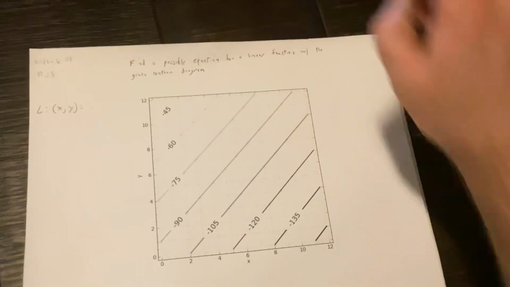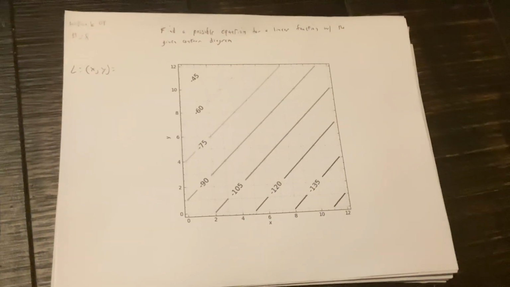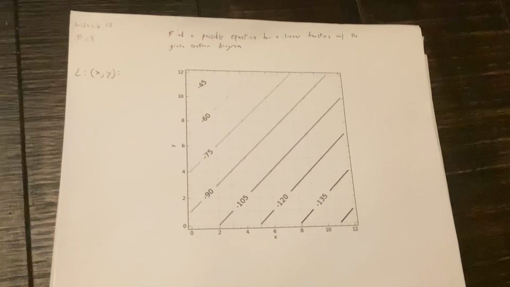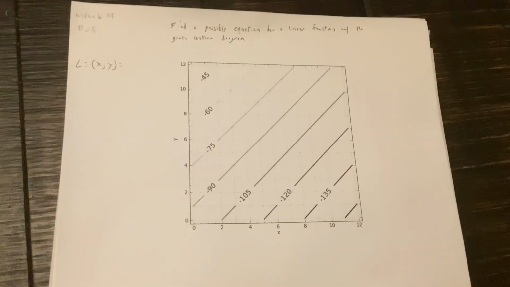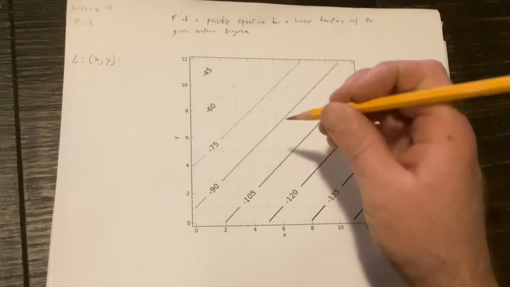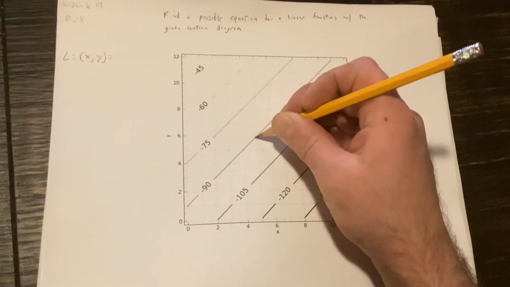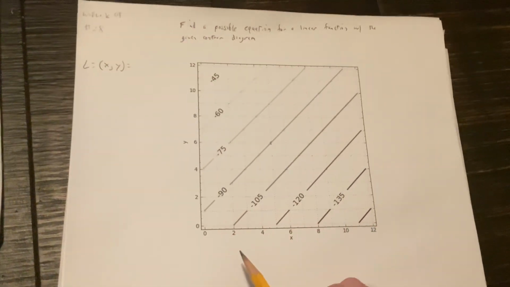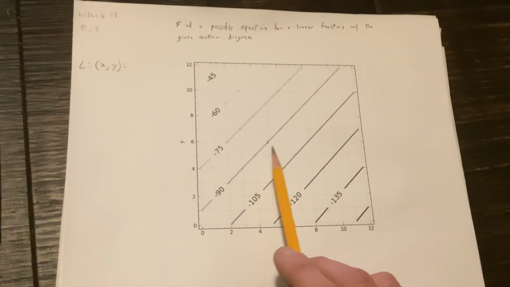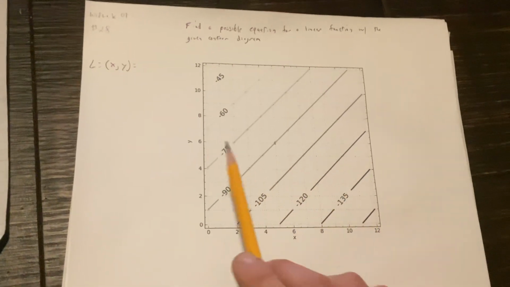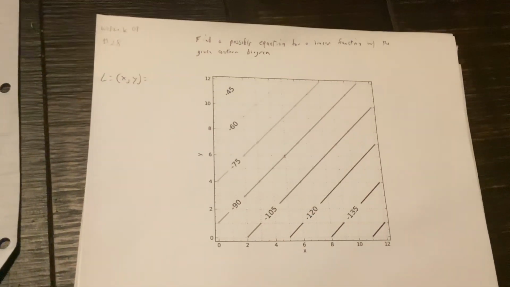So to start, I decided to pick a point that had points to the left and right of it, and also to the top and bottom. So I chose point (5, 6), which ended up having a z value of negative 90. Like I said, I chose that one because it's kind of in the middle of the diagram, so I have points that I can go to the right, to the left, to the top, and the bottom.